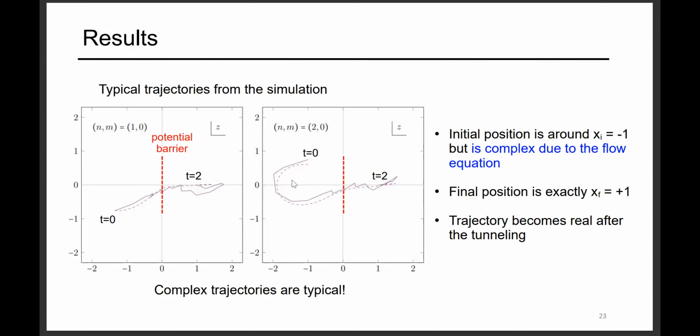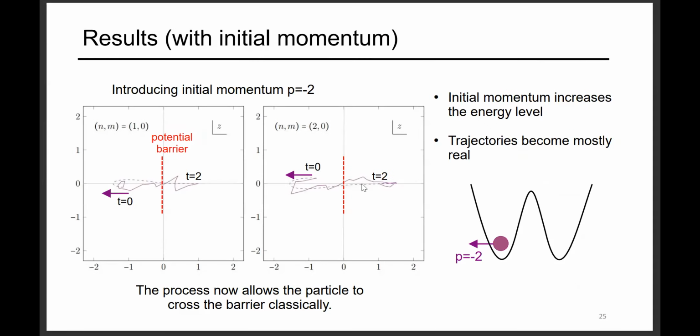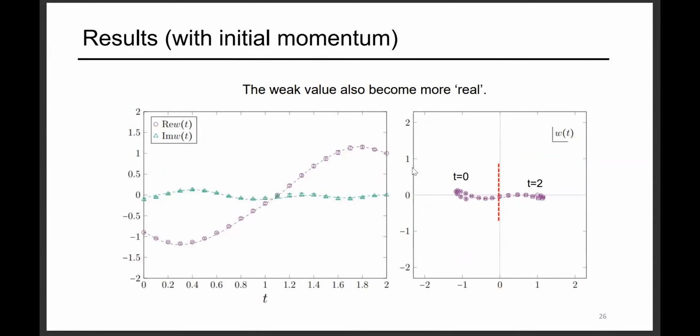So compared to this one, this is very large. It's going far away into the complex plane, but here it's very close to the real line. And this is expected because the energy level is increasing. And this is the weak value for the trajectory, which becomes more real as expected.